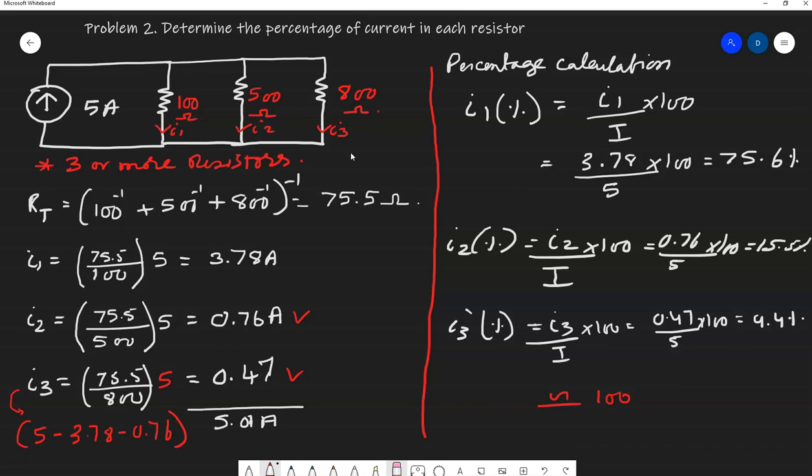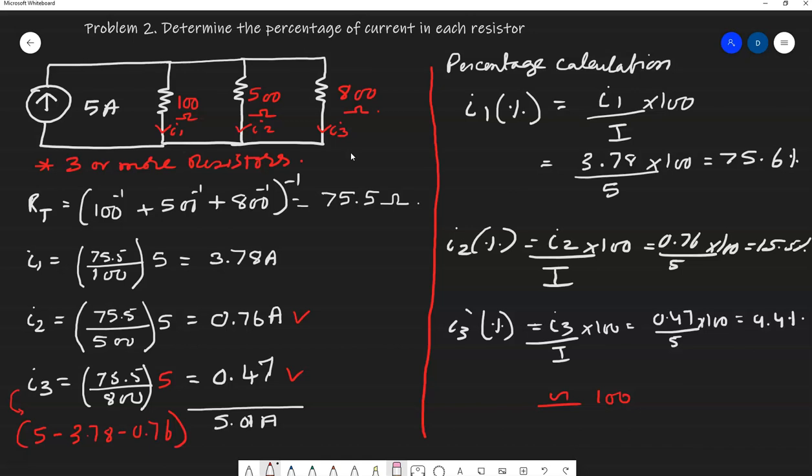When you add this all, you will end up getting a few decimal errors here. So you have to bear with that, because these values are approximated values, so you might end up getting a few differences. But the actual question was to find the percentage of the total current. Now again, this is simple math. You might have done that in your earlier school.